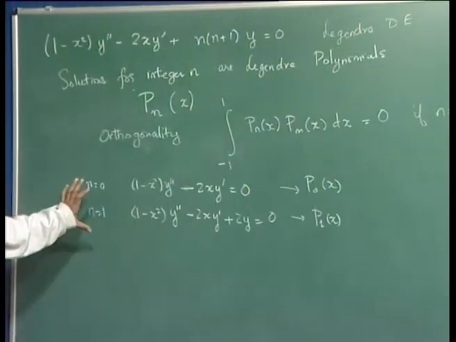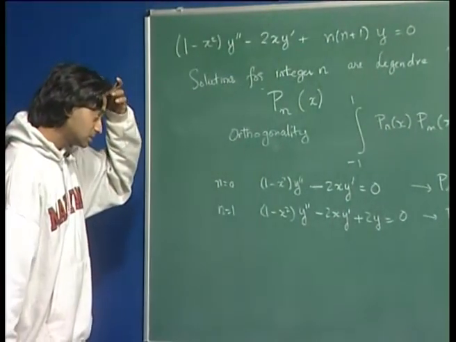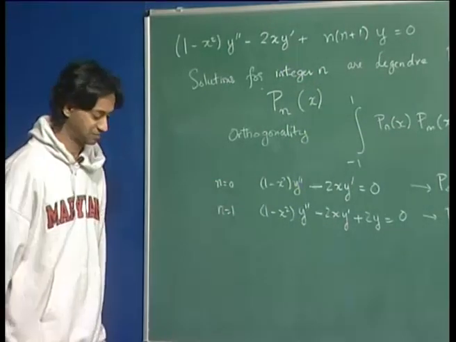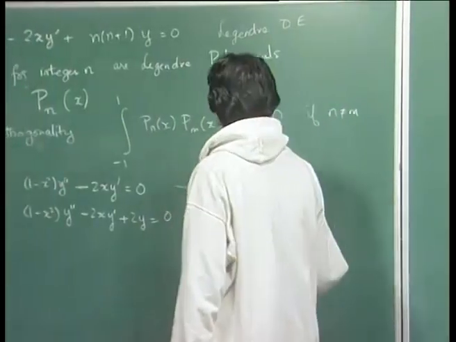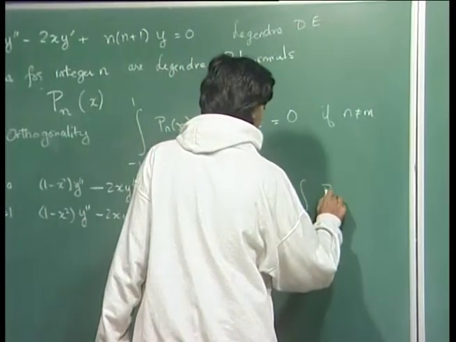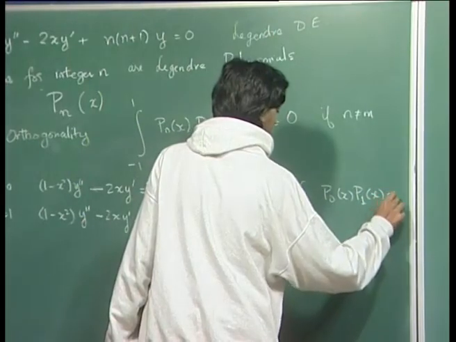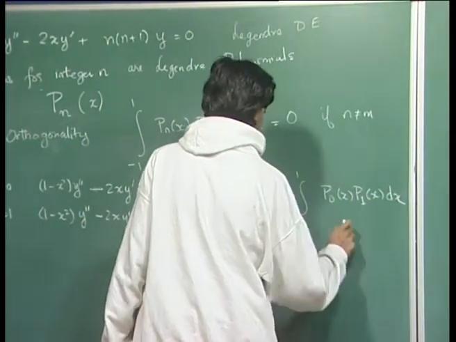This is a solution that is obtained. So, one of the series which converges is your P_1(x). And according to this rule, you will have that the integral of P_0(x) P_1(x) dx from -1 to 1 equals 0.